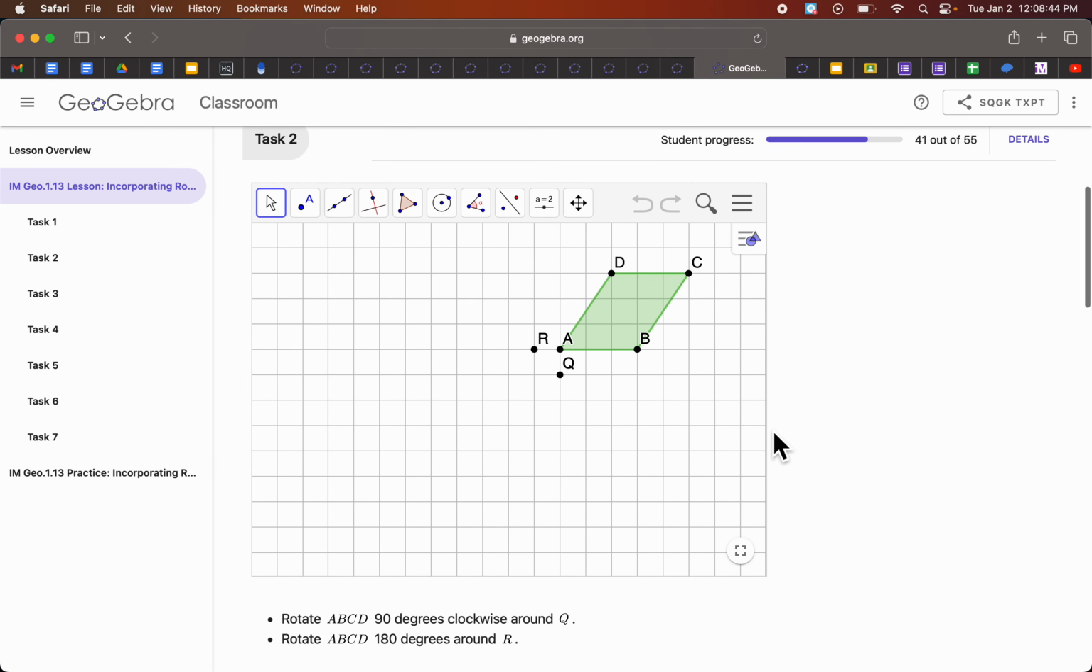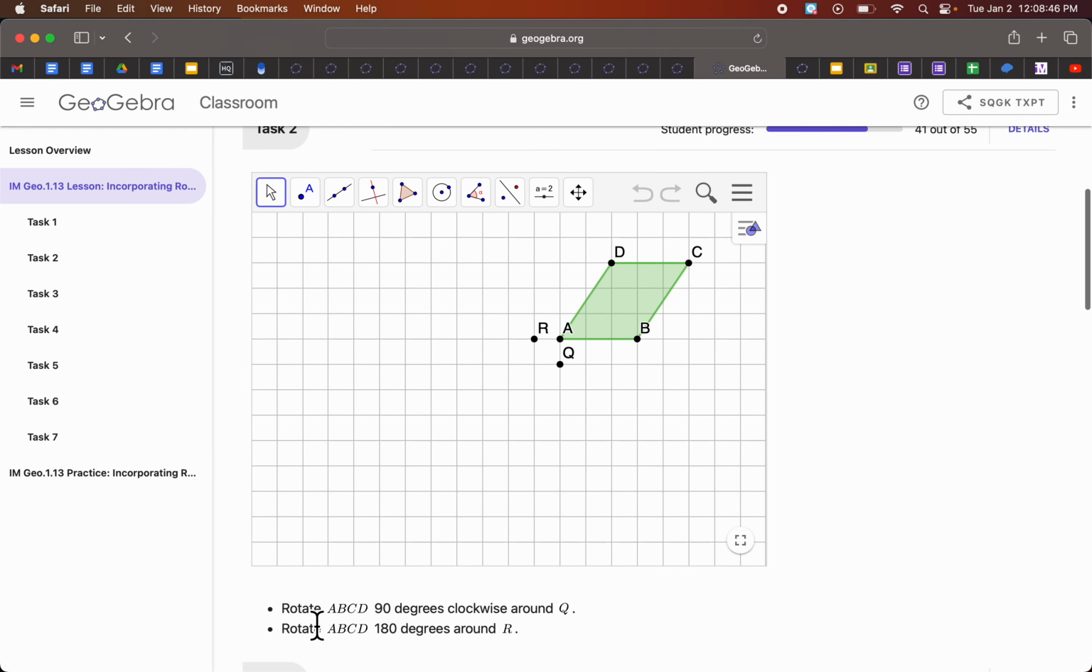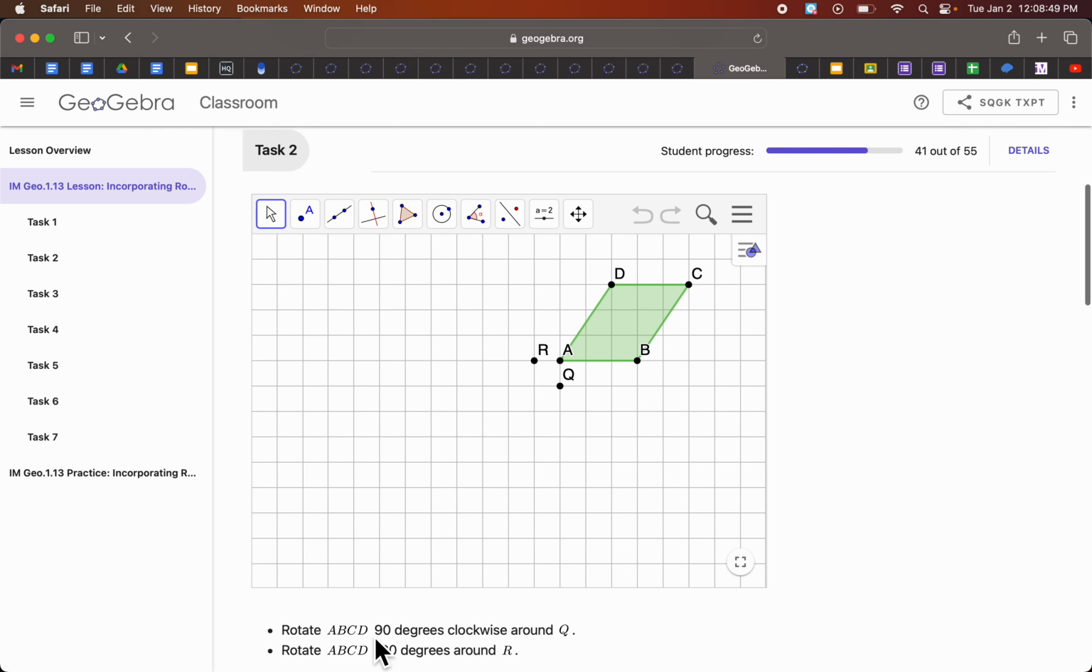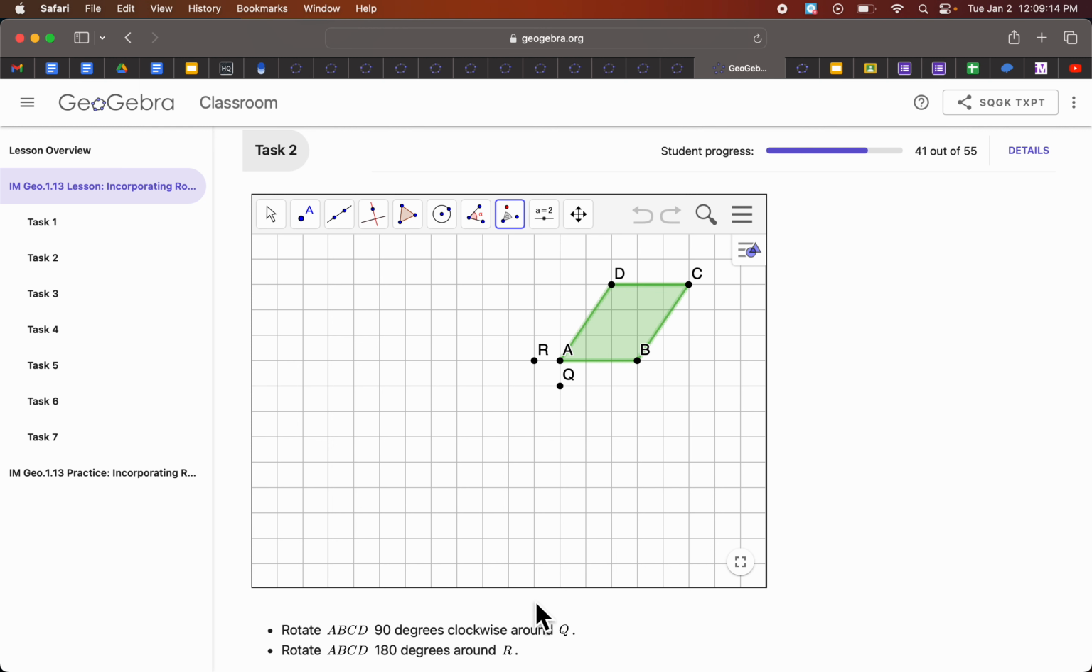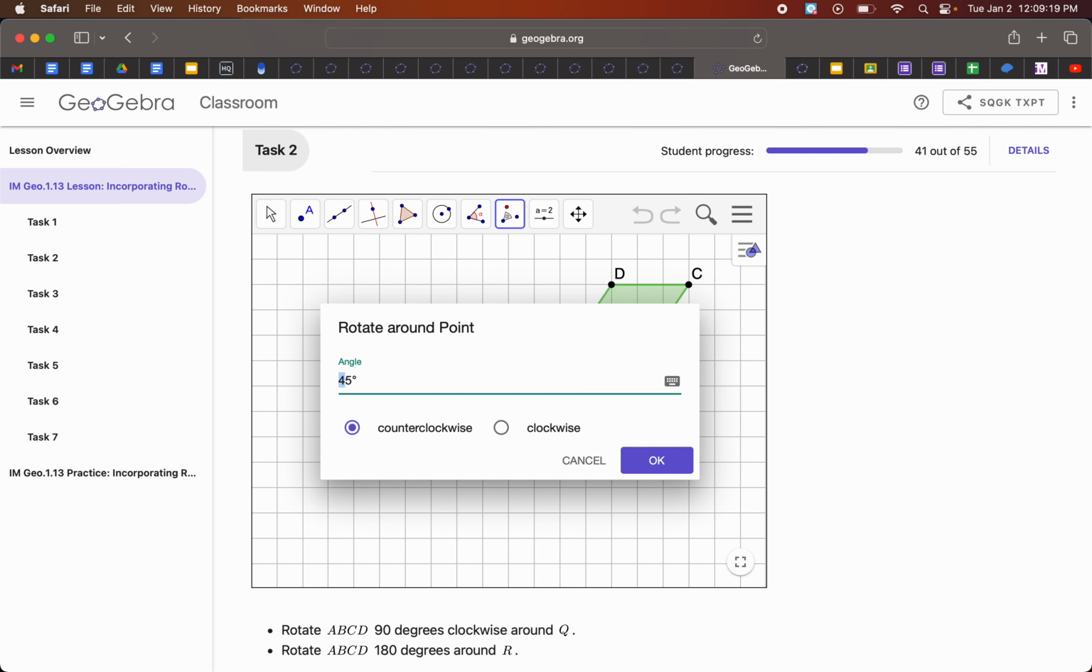All right? Okay, next. Here this says rotate ABCD, a parallelogram, 90 degrees clockwise around Q. All of our rotation tools are here. Here's our rotation tool. This is all of our transformation tools, and this is the rotation tool. It says to rotate ABCD 90 degrees clockwise around Q. So I'm going to select this object by clicking right in the middle there. Then it says around Q, so I'm going to select Q.